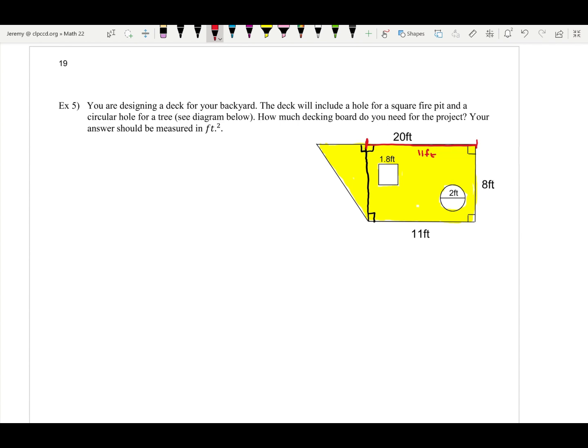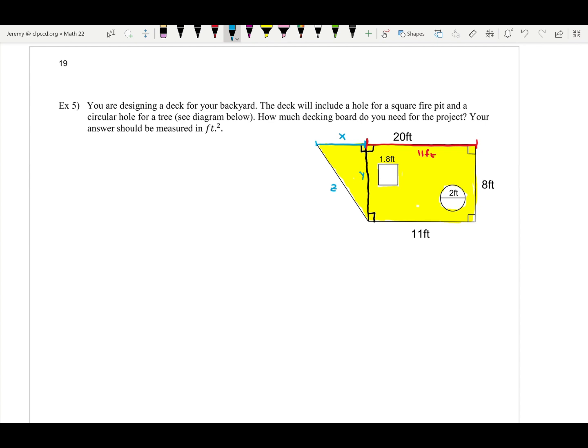Right, so some values that would be helpful to have: I'd like to know what this side is over here. Maybe I'll call this X. I would like to know what this side length is over here as well. Maybe I'll call that Z. And this side length over here, I'll label Y, but we know that this is going to be 8.